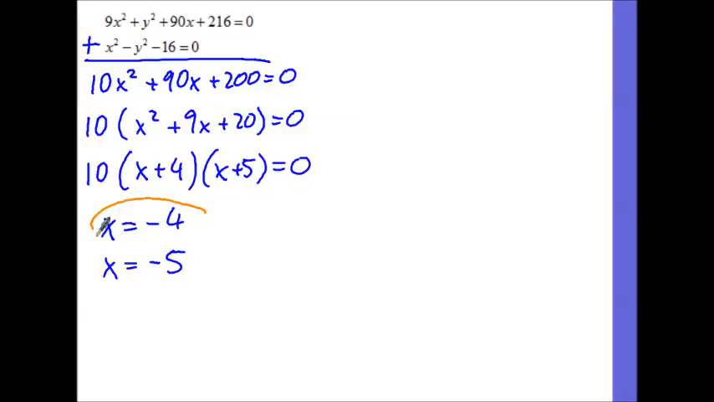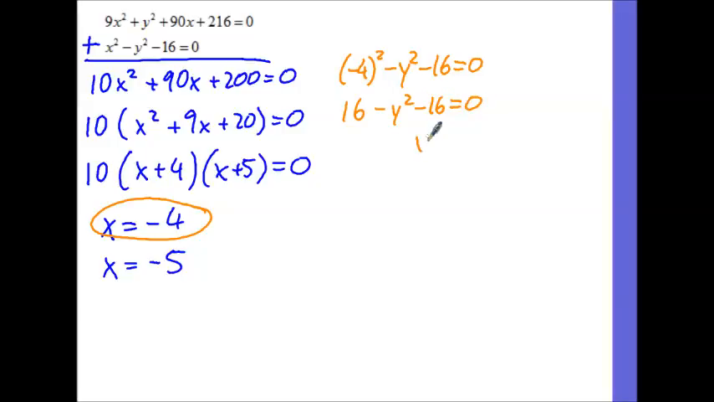So I'm going to take negative 4, plug it into our bottom equation, and I get in parentheses negative 4 squared minus y squared minus 16 is equal to 0. 16 minus y squared minus 16 is equal to 0. The two 16s cancel each other out. Y squared is equal to 0. And if y squared is equal to 0, then y is equal to 0, leaving us with our first solution, negative 4 and 0.